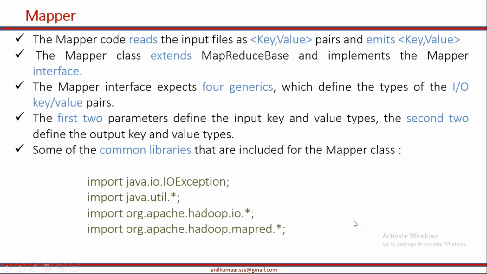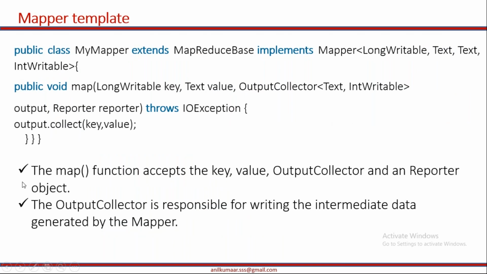That's it. And of course, some common libraries also have to be there to support the mapper class, apart from the normal Java ones like java.io exception, which are related to your Java stuff. Apart from that, we need certain libraries to support our mapper class. So what are they? Import org.apache.hadoop.io and hadoop.mapred. Like this, you need to design your template initially, and based on that, this template is prepared.